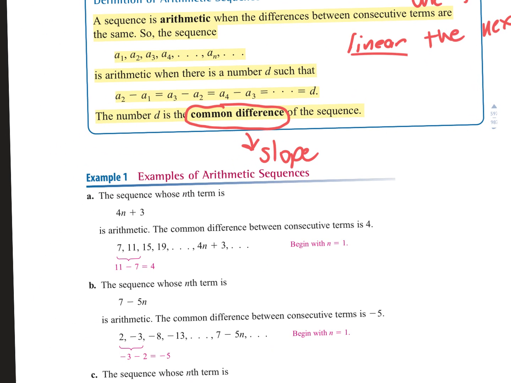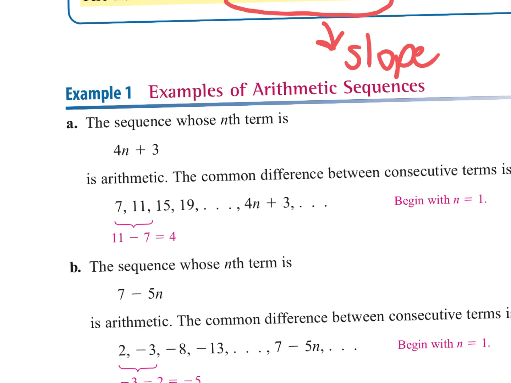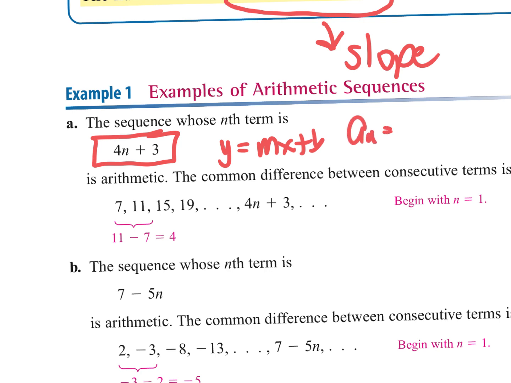Let's look at some examples here. Look at A. This is your rule. So on WebAssign, they're going to give you this, and they're going to say, what's the common difference? What's the slope? If you were looking at that, what would the slope be? It's a linear function, same as y equals mx plus b. So it's a sub n equals something n plus or minus another number. So your common difference here would be 4.